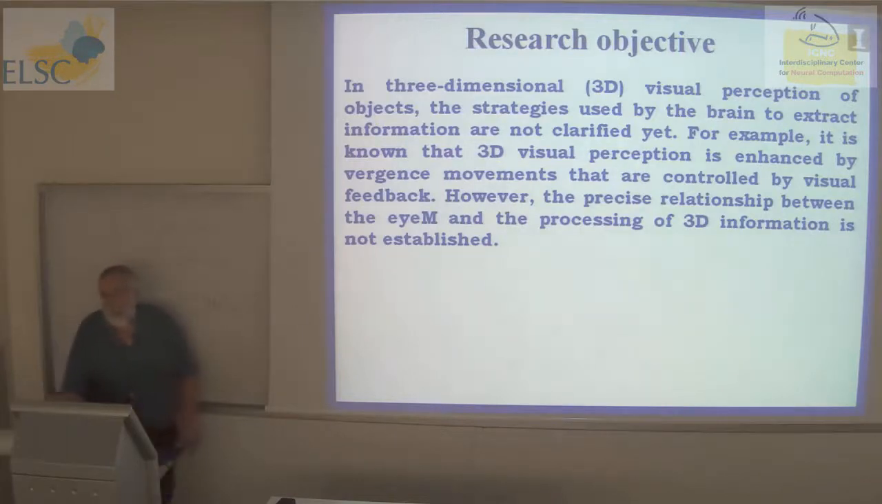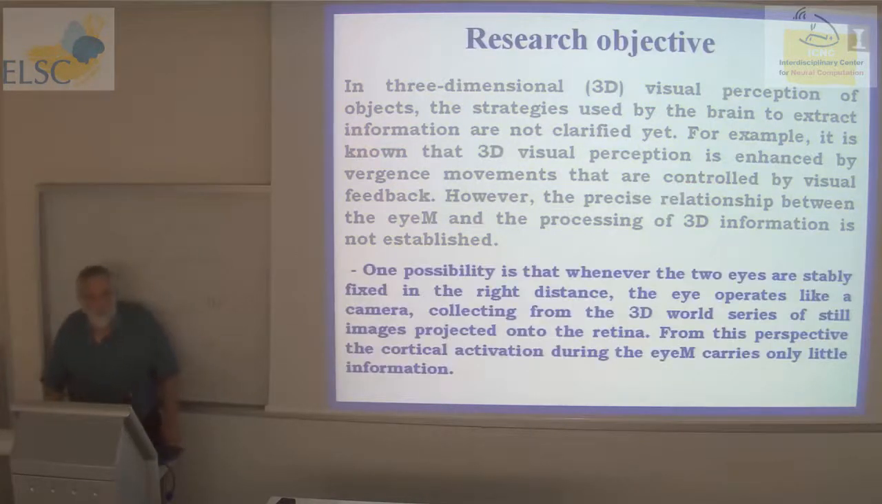In three-dimensional visual perception of objects, the strategy used by the brain to extract information is not clarified yet. For example, it is known that 3D visual perception is enhanced by vergent movement that is controlled by stimulus feedback. So we use stimulus to control the vergent eye movement. However, the precise relation between the eye movement and the processing of the 3D information is not established. And therefore, there are two big possibilities that people usually refer to.